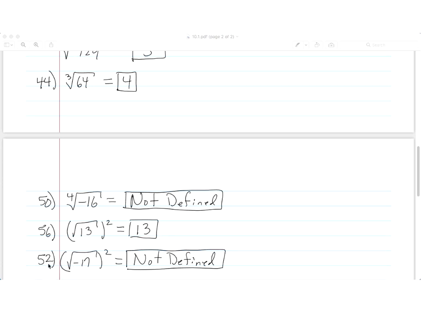Next, problem 52. The square root of negative 17 squared. Well, the square root of negative 17 is not defined, therefore its square is not defined. We have yet to define the even root of a negative number, and so the square of a quantity that is undefined is still undefined.